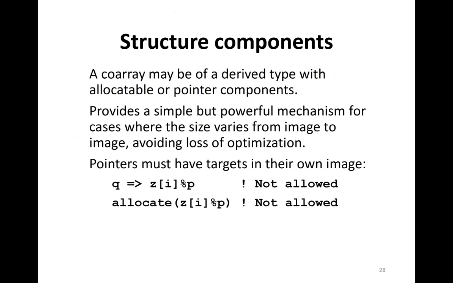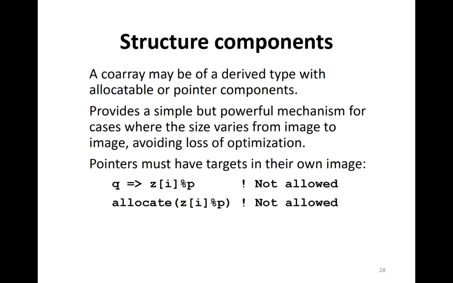Components of a structure can be coarrays, which provides a powerful mechanism for the case where you really want different images to have different sizes of objects. So you can declare a derived type to have an allocatable component, and that component is allowed to have different sizes on different images. So you get away then from the rather strict rules that allocatables have.